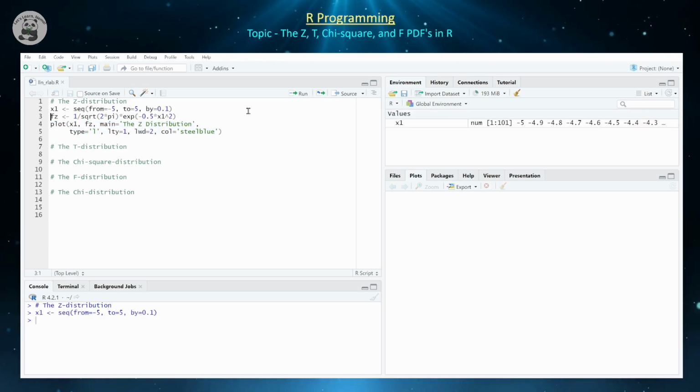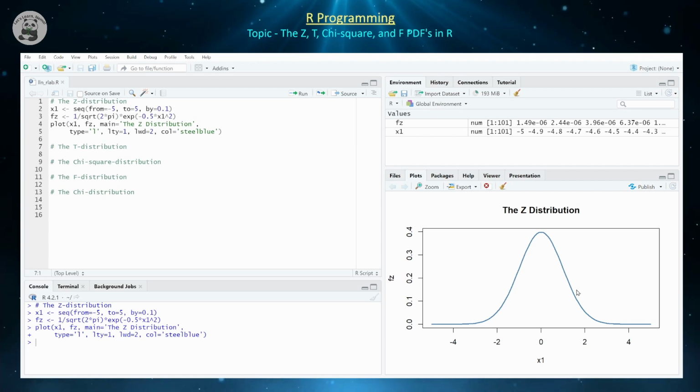So if we give each of these lines a run, notice that that's going to produce a discretized version of the standard normal distribution. Obviously, if you want this graph to be a little bit smoother, you're going to change this increment 0.1 to something a little bit smaller, say 0.01, but nonetheless, the graph is just there to sort of give you some idea of what you're actually working with.